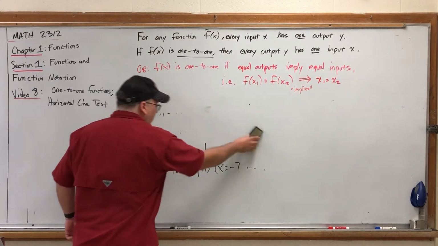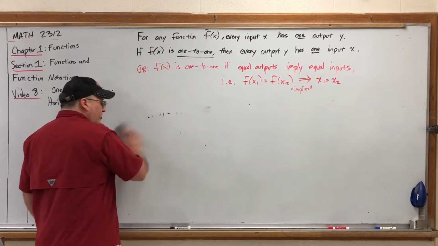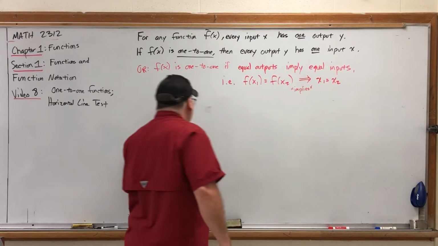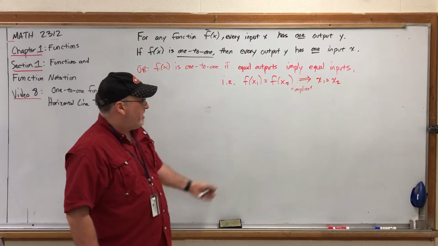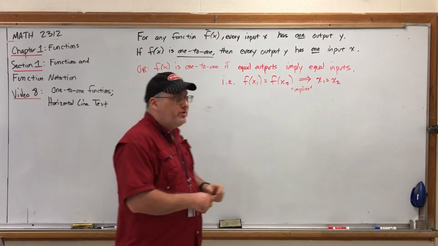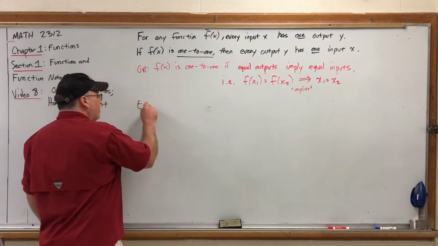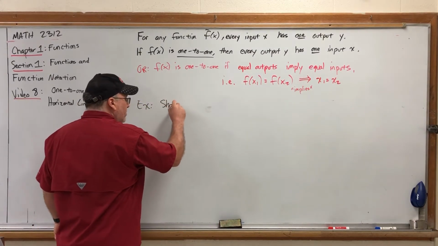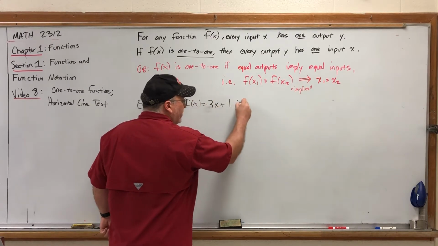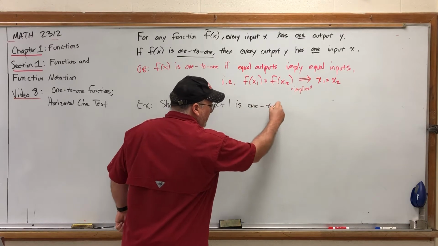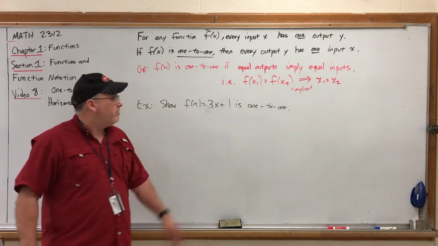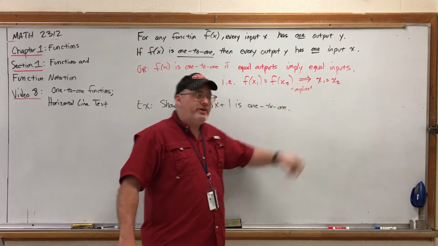How can you show something is one-to-one? Well, there's a couple of ways to do it. One way is to use this alternative definition that if two inputs come out the same, then that means that the inputs were actually the same to begin with. For example, let's say I want to show that f of x equals 3x plus 1 is one-to-one. In other words, I want to show that if two things come out the same, then they had to be the same when they went in.